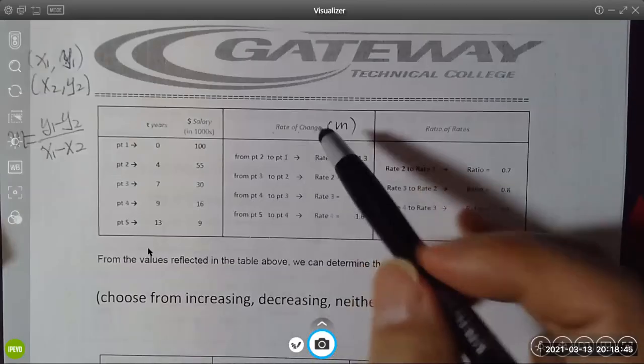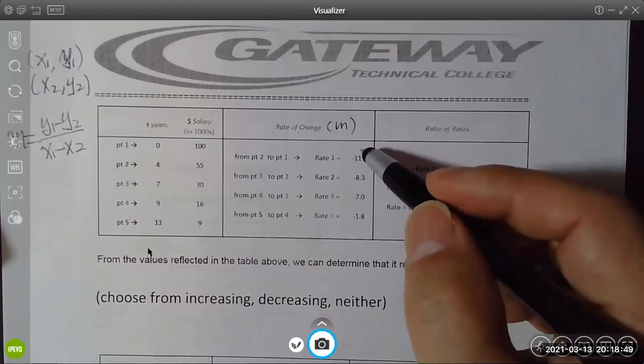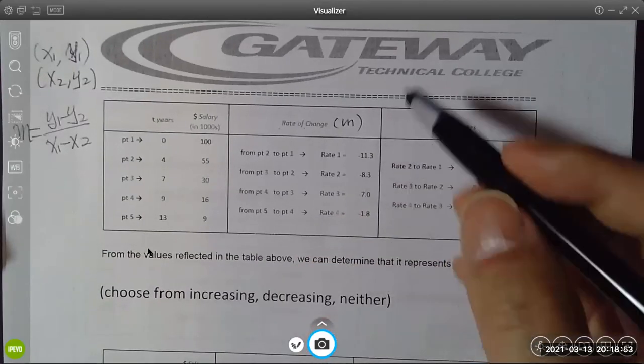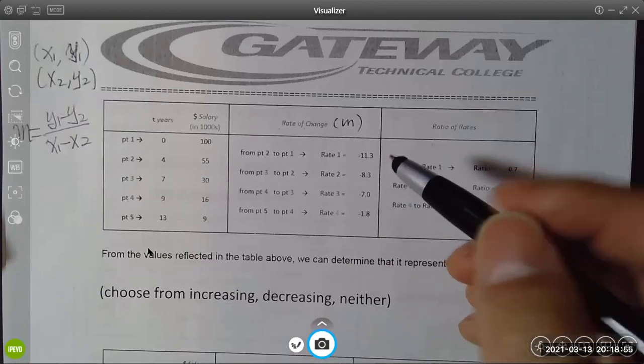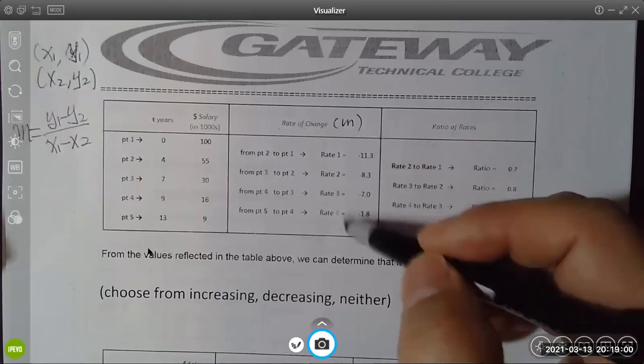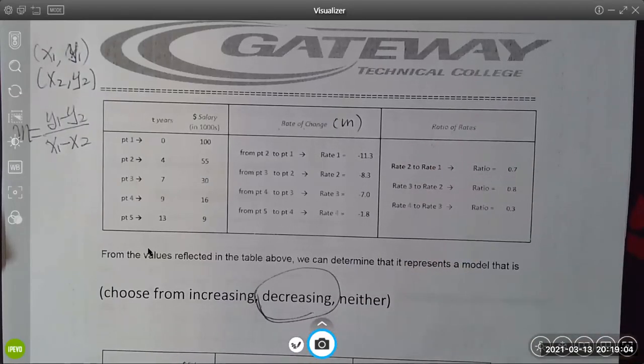So they already did the calculation. We don't have to redo that. And you can see these slopes, they ask us whether increasing or decreasing. They didn't ask linear or exponential. So we already know that positive slope means increase. Look at the slope, they're all negative. So it's very easy to choose. This one is decreasing, just by looking at the slope.